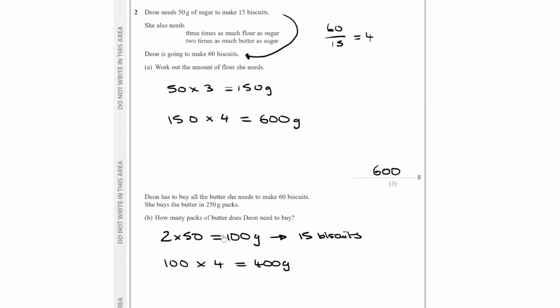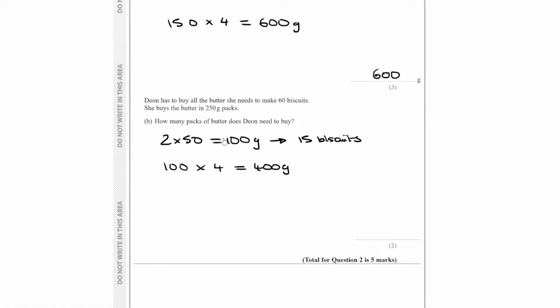But then you have to figure out, well, how many packs of butter can she buy? Because obviously I can't buy exactly 400 grams. I need to buy enough, in 250 gram packs. I can't just cut it to whatever I want. So you just figure out, how many times does 250 go into 400? Well, effectively, you'd need 2, wouldn't you? Because 1 wouldn't be enough. And if you double it, that would be 500 grams, wouldn't it? So you would need 2 packs.